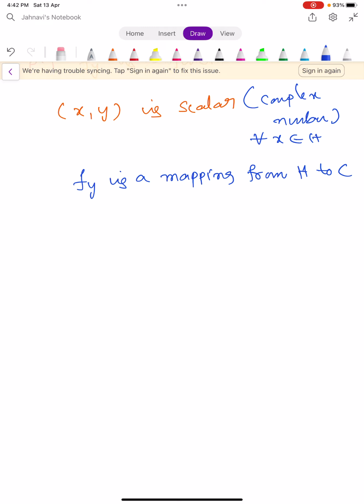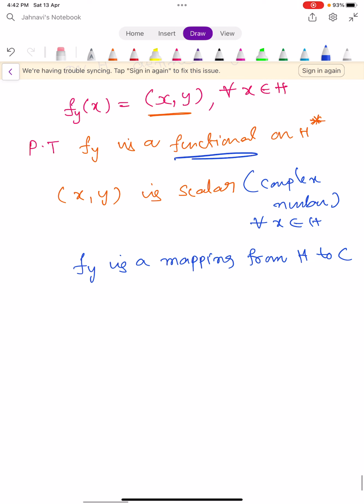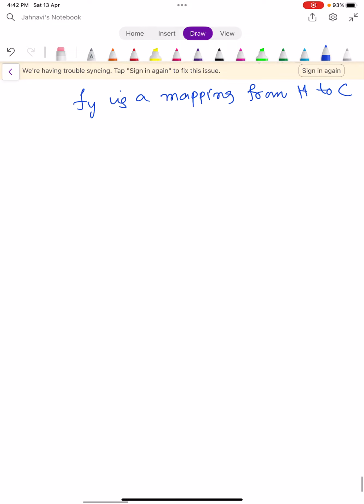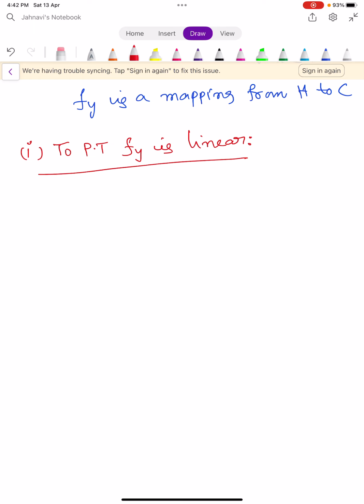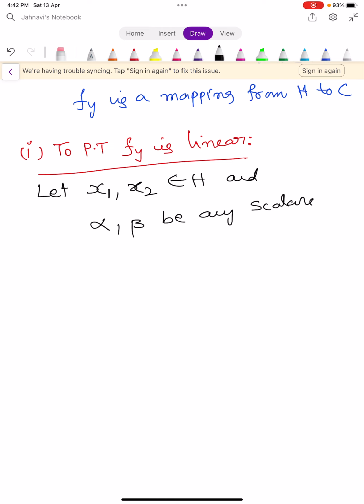To show that this fy is a functional on H star, it is equivalent to show that it is linear and also continuous. Functional means you have to show that it is continuous as well as linear. So the first one, to prove that fy is linear, let us take two vectors x1 comma x2 belonging to capital H and alpha comma beta be any two scalars.